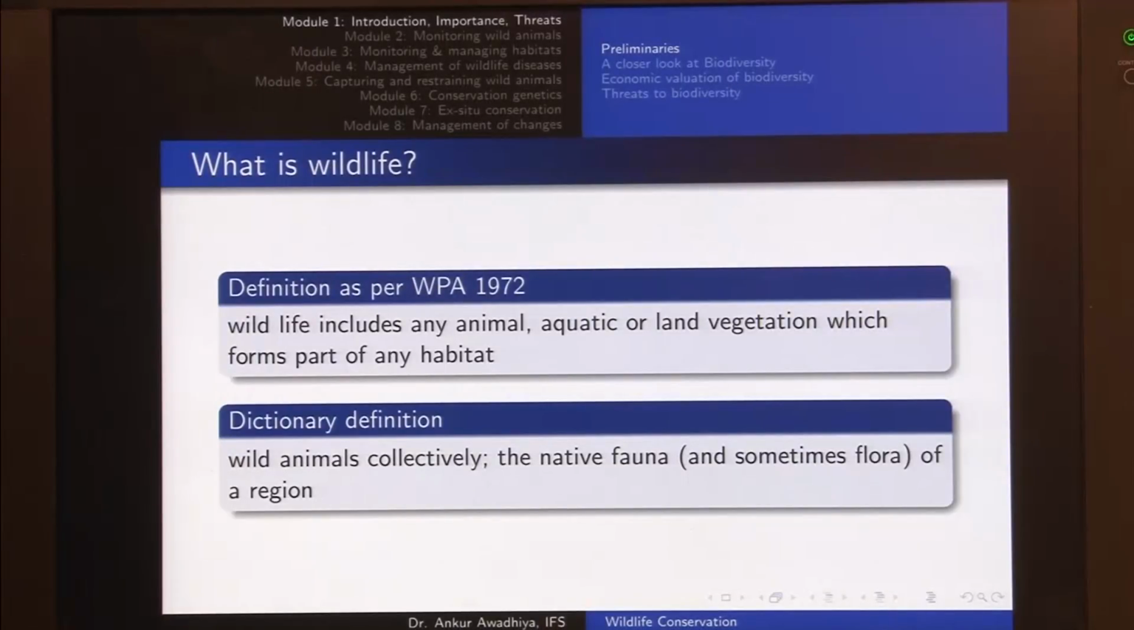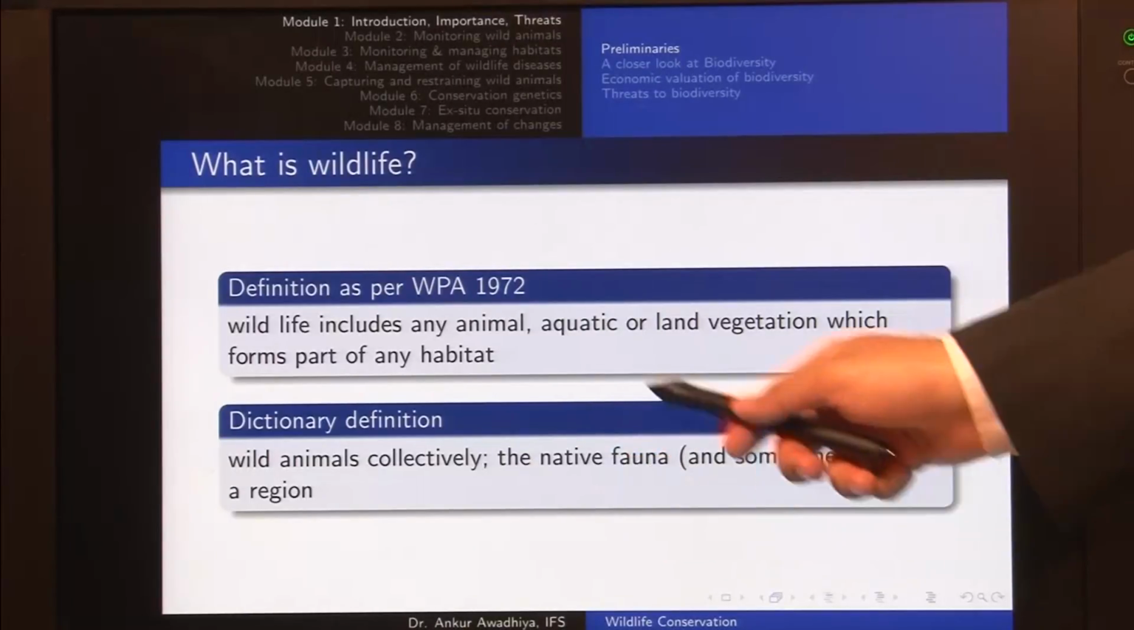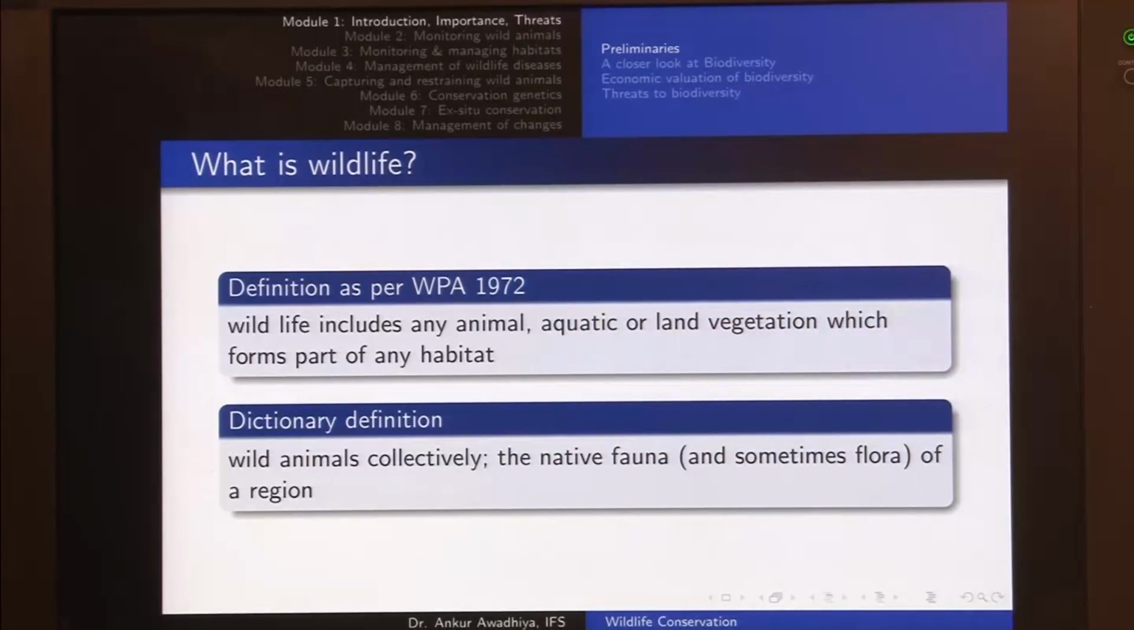But in our case, in the case of the Wildlife Protection Act, we have gotten rid of this term native, because there could be a number of species that have come from outside and have now become naturalized into our country.